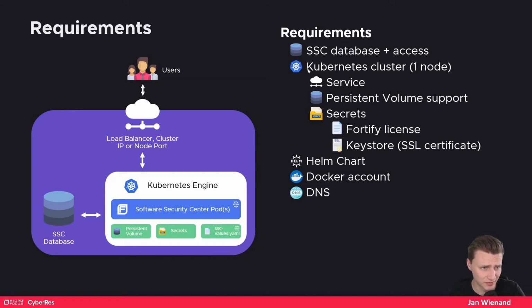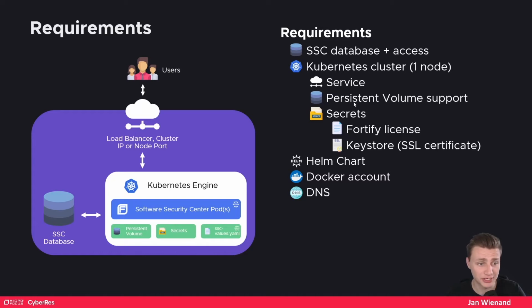The next thing is, of course, as I mentioned, the whole Kubernetes space. And inside of that space, we need some kind of service like the load balancer, cluster IP, or node port, where we can talk to the outside. So this is our way to the outside. And yeah, that is required. The next thing is the persistent volume support. So you need to be able to create a persistent volume for the SSC. So it's very straightforward.